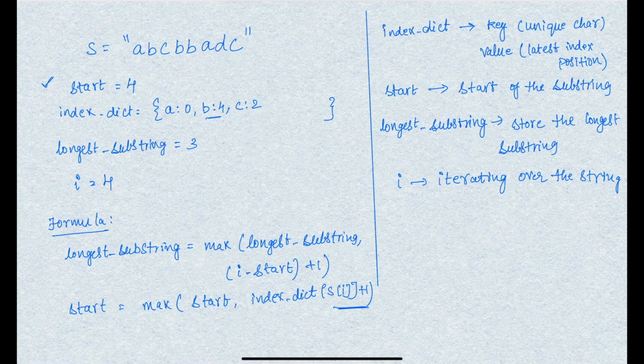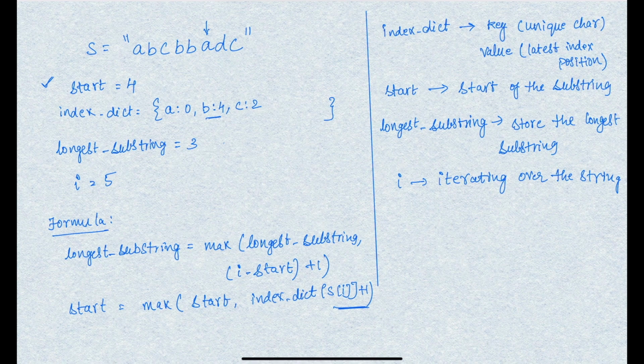Now let's move on to the next location. i is equal to 5. So when i is equal to 5, we are at this location. We encountered a repeating character, that is a. So what should we do?